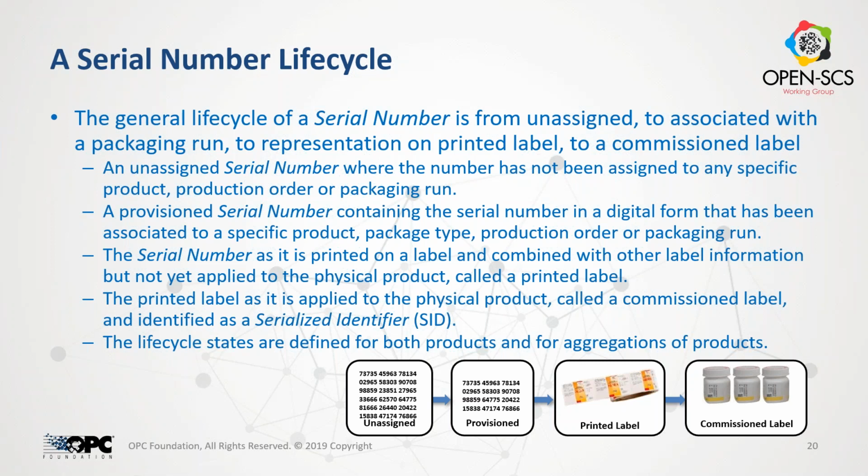Then they are represented on a printed label, and then you may have the printed labels. Now, part of the things that we wanted to also support was the fact that you had custom labels printed, which might be printed outside by another company. And we need to tell them the serial numbers, get the labels, track the labels. Finally, the labels are applied to a product, and then that's called a commissioned label.